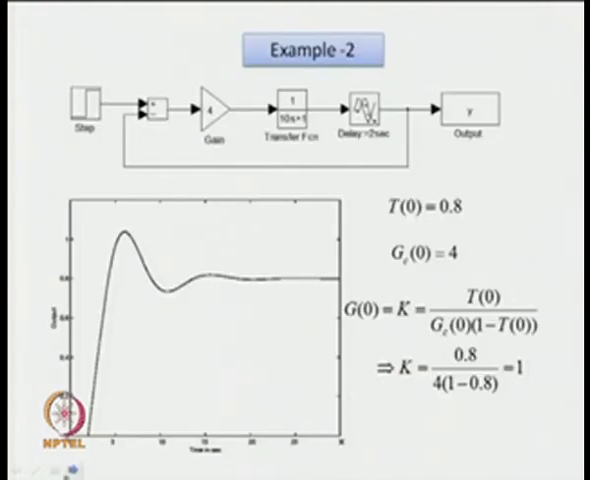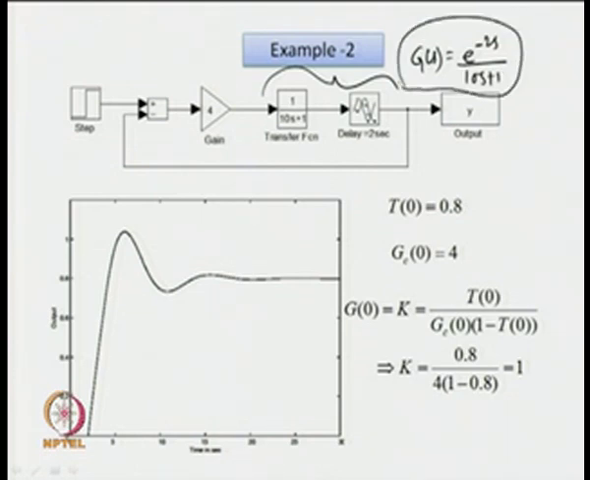Now, let us consider one more example. In the second example, we have considered a process G(s) given as e to the power minus 2s upon (10s plus 1). So, we have considered a first order plus dead time process. For this process, the procedures for identification will be carried out.